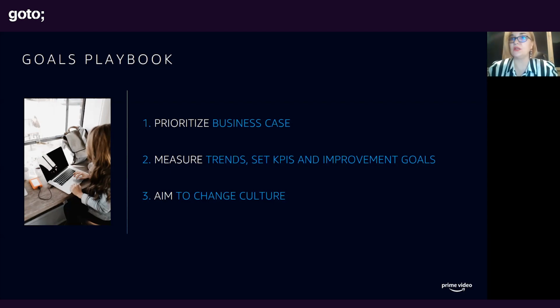And of course, aim to change culture using chaos and resilience principles, and be bold about this. Set it as some of the goals that you want to do.